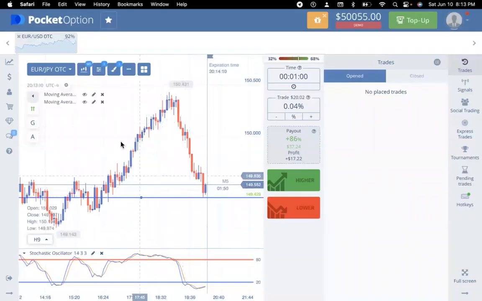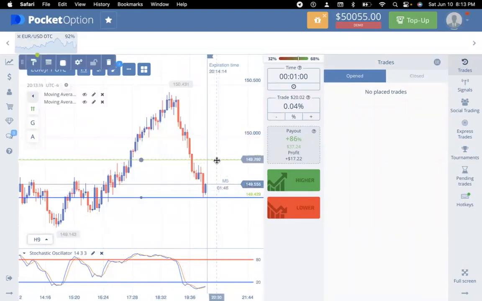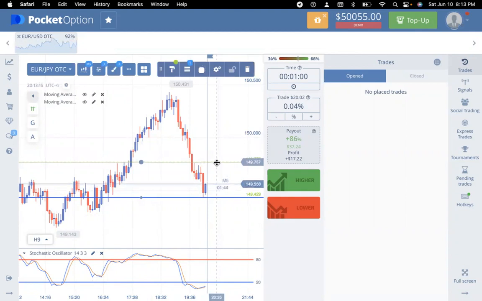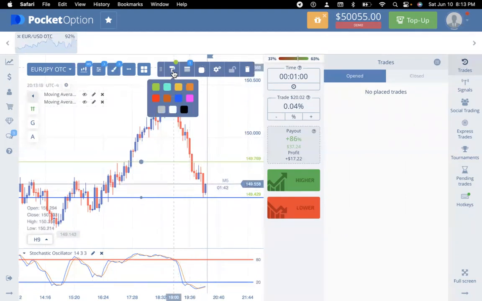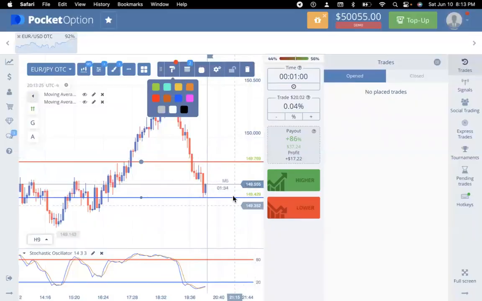And then I'll do the same thing for this small area of resistance that we recognize. I'll take a horizontal line, and I'm going to put it right where I see those wicks. And I'm going to turn it red, just letting me know that this could be a potential place to sell, right? So now we have our support, and we also have our resistance.